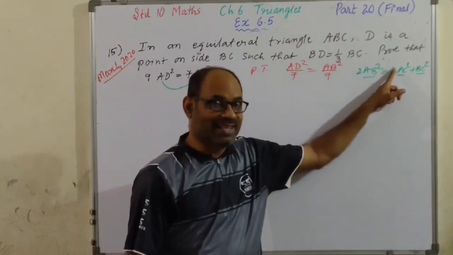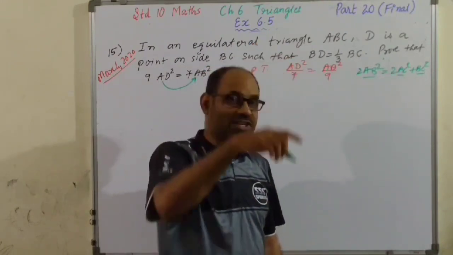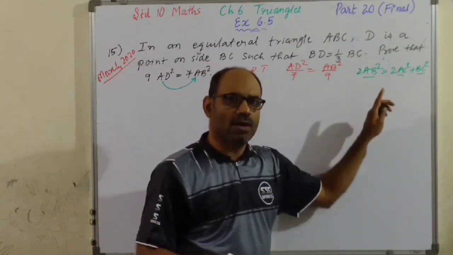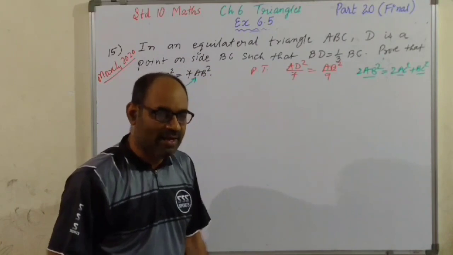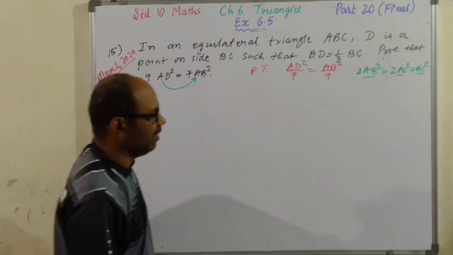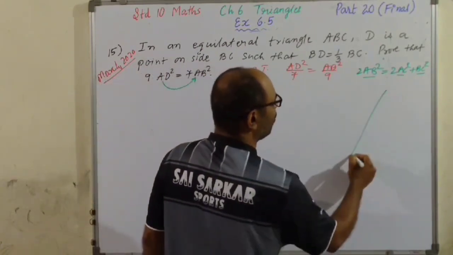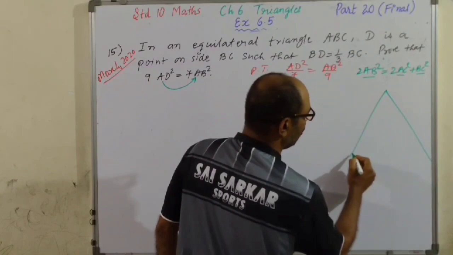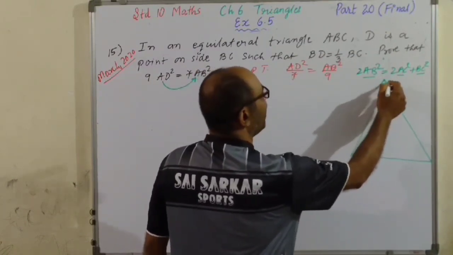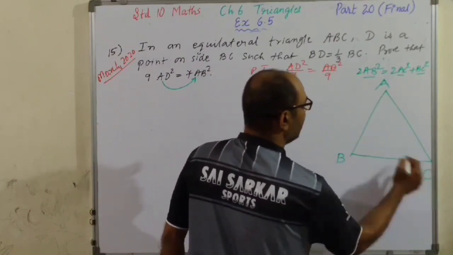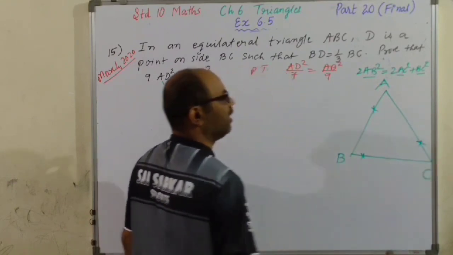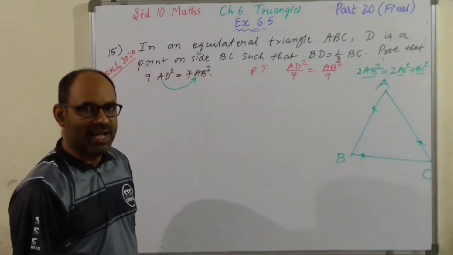How did we do it there? How did we make the connection? BD and CD to BC. Alright, like that we will have to do something here too. Let's see. In triangle, equilateral triangle ABC, I'll draw an equilateral triangle. It should look equilateral. All three sides are equal. This is triangle ABC and it's an equilateral triangle. Remember, it's an equilateral triangle, so all three sides are equal.